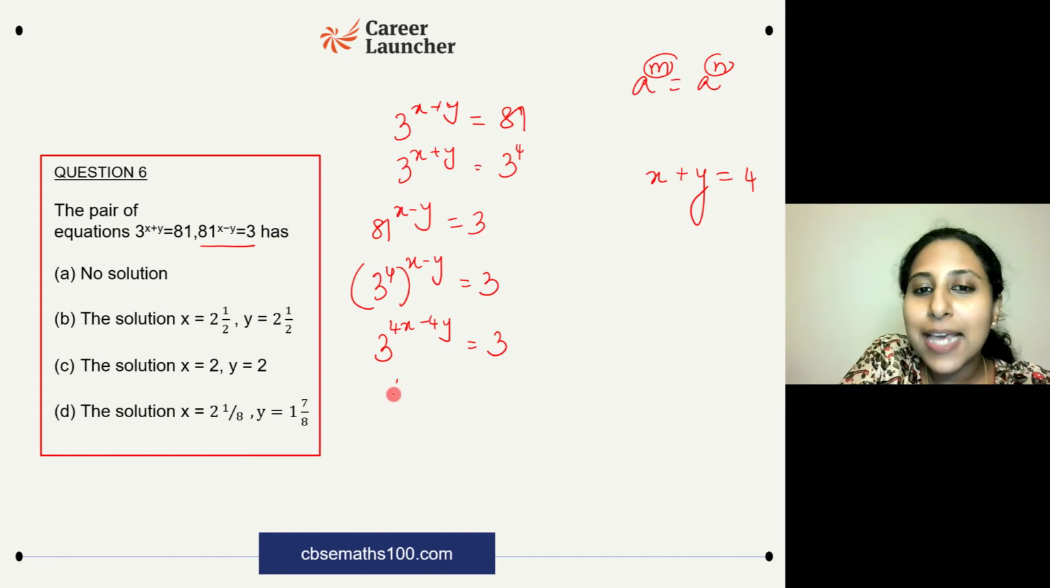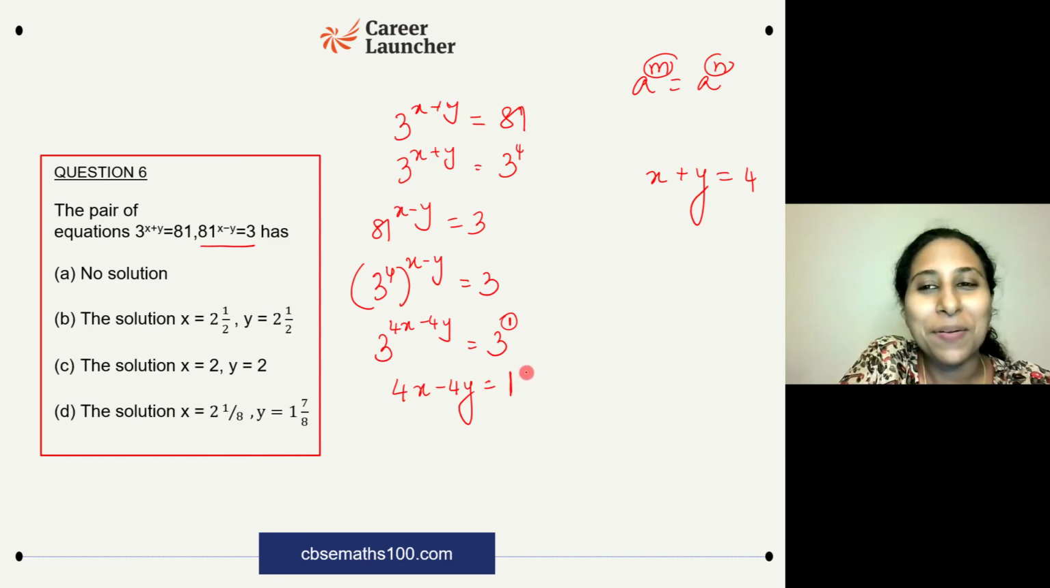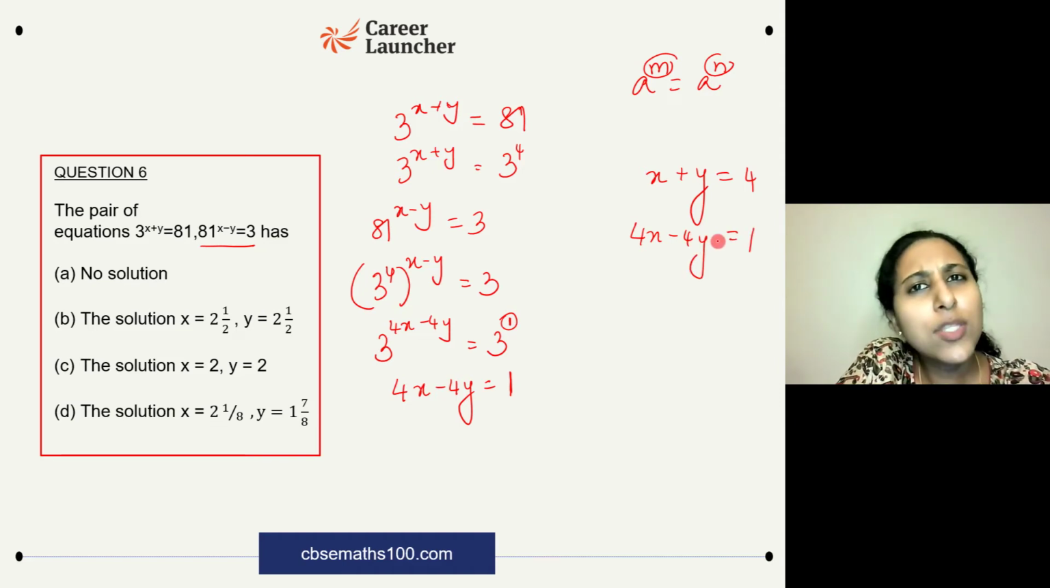Or you could say that 4x minus 4y is equal to the power of 3 over here, which will be 1. When there is no number written, the power over here would be 1. So we write 4x minus 4y equals 1. This is my second equation. How do we solve for this? We solve for this by elimination or by substitution. Let us say I'm choosing elimination. In that case, I will try to get the same coefficients for both equations for one of the variables.